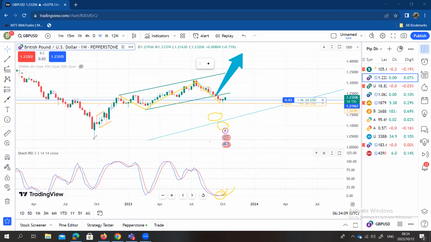So we have an impulsive 1, 2, 3, 4, 5, making a wave 1. And this here is a W, X, and Y correction, which is completed around this stage, and I'm ready to take the pair to the upside.